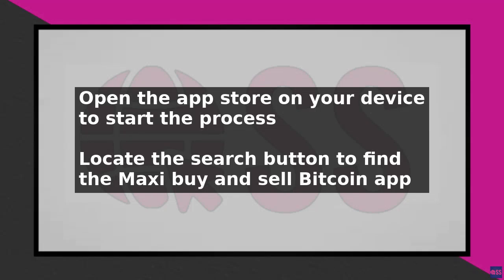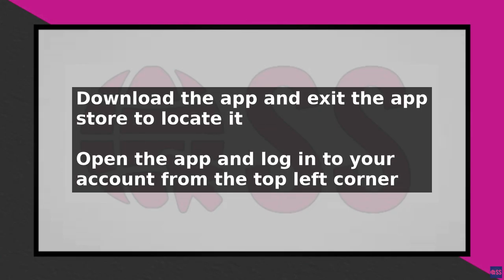To join the Mexc Global Affiliate Program, start by opening the App Store on your device. Locate the search button, usually found in the bottom row alongside options like Today, Games, and Apps. Tap on the search button to access the search bar. Then type in Mexc to find the Mexc Buy and Sell Bitcoin app.